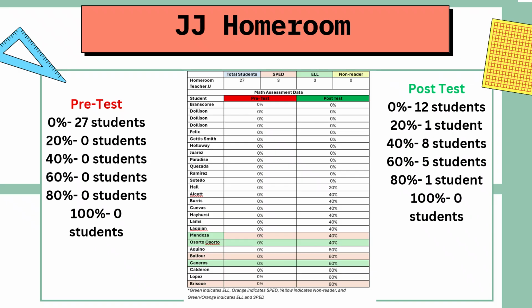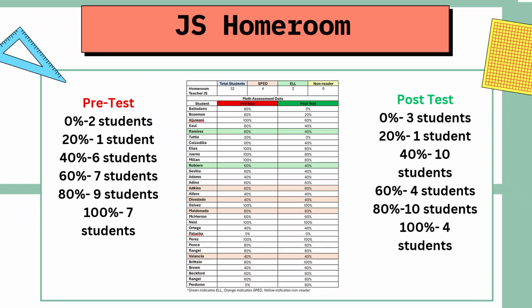Post-test data shows some movement. Students were now spread out across 40 to 60%, but we still have 12 students who were at 0%. This tells me that while instruction may have reached some students, it did not reach all. From my experience, this is where we have to think about access. Were scaffolds in place? Were we differentiating effectively? Or were we teaching as if all students started at the same place?